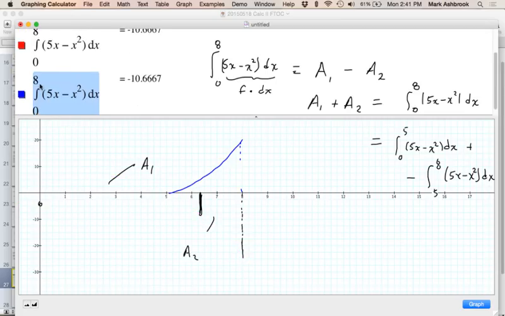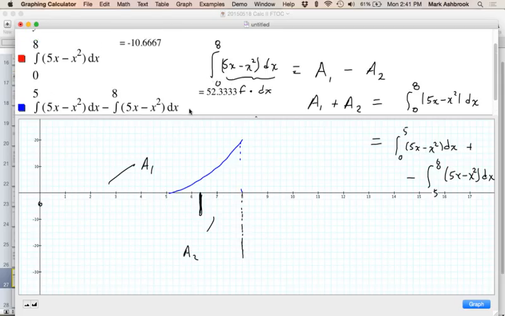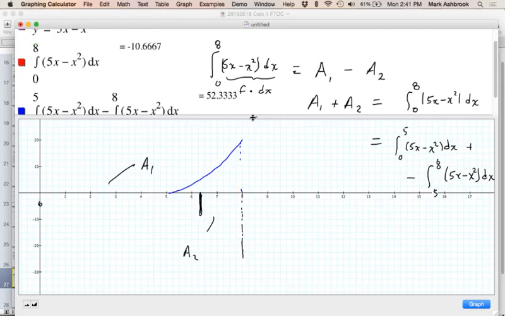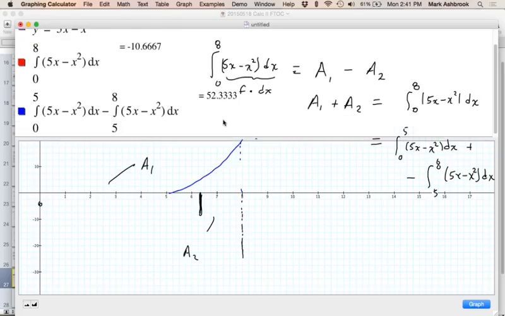So from 0 to 5, we like it just as it is. But then from 5 to 8, we want the opposite of it. Certainly, so we know that's going to be positive, and it's a big positive value, now 52. Okay, so now that's giving me the total area of A1 plus A2, 52 and a third. Whereas the difference of the areas was the negative 10.7, the area below being greater.